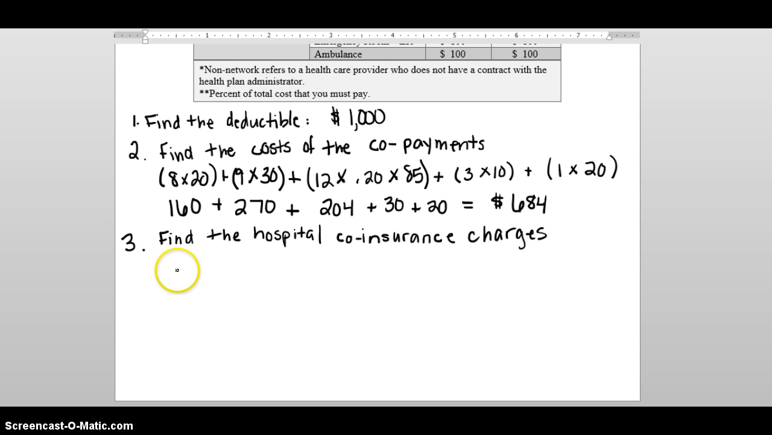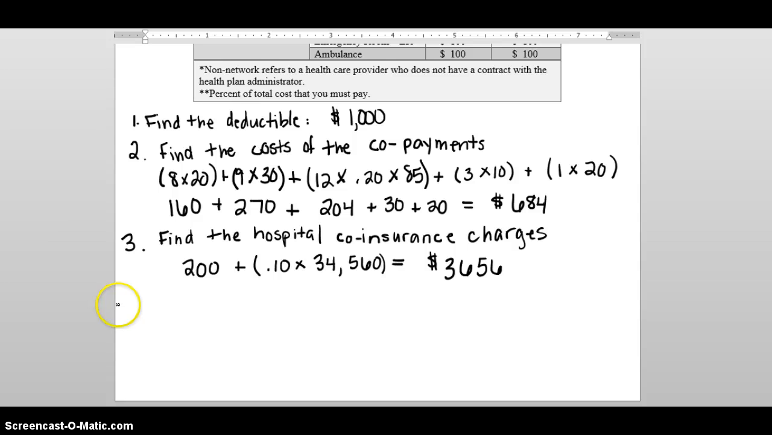So she's going to pay her full $200 admission fee. Then she's going to pay 10% of her hospital bill, which was $34,560. Gives us total hospital coinsurance charges of $3,656.